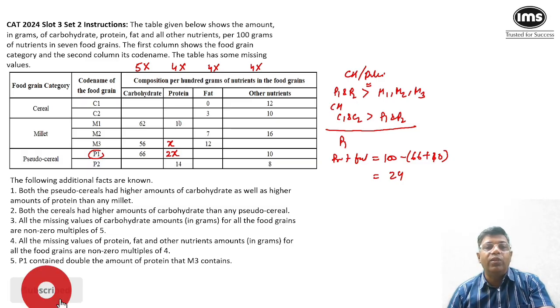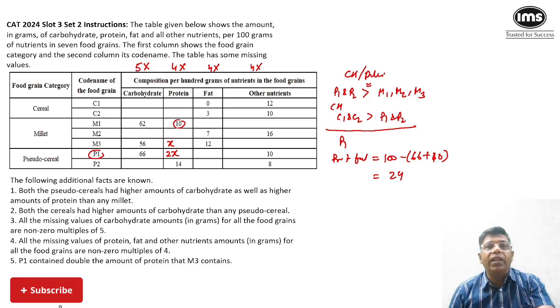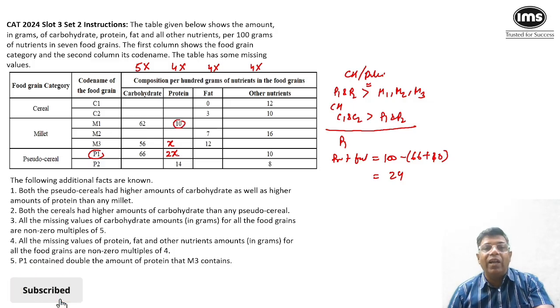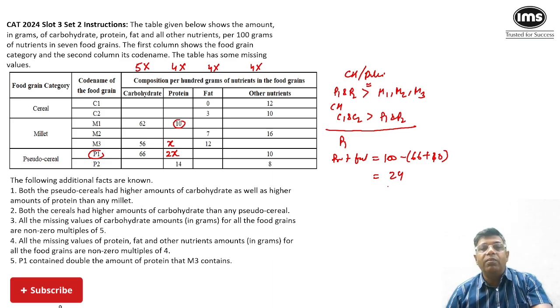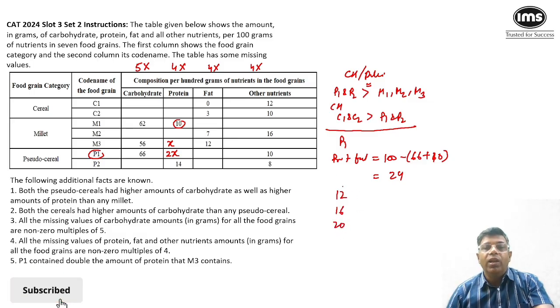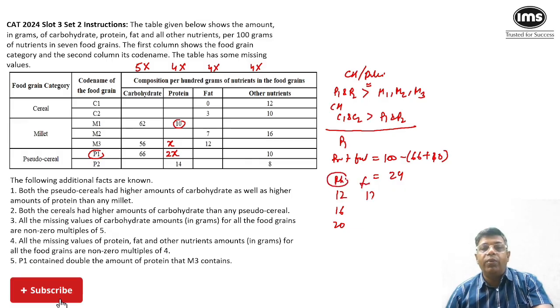Millet M1 has a protein content of 10 grams. So I think P1 has to have a value higher than 10. Now a value higher than 10 that is a multiple of 4 could be 12, 16 or 20. I can't take 24 because the next value will become 0. If this is protein, in that case fat will become 12, 8 and 4.